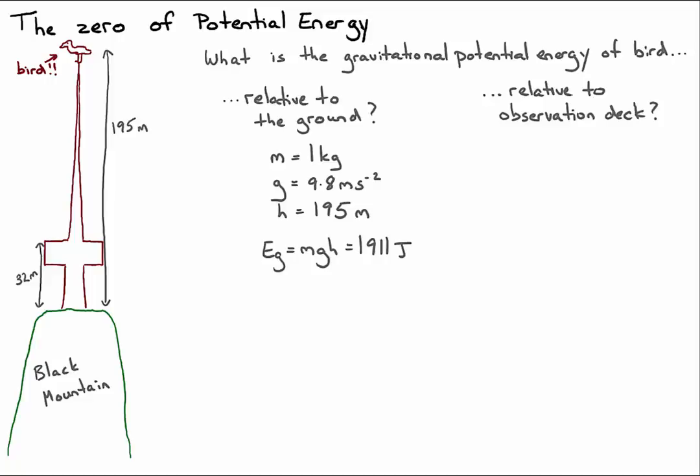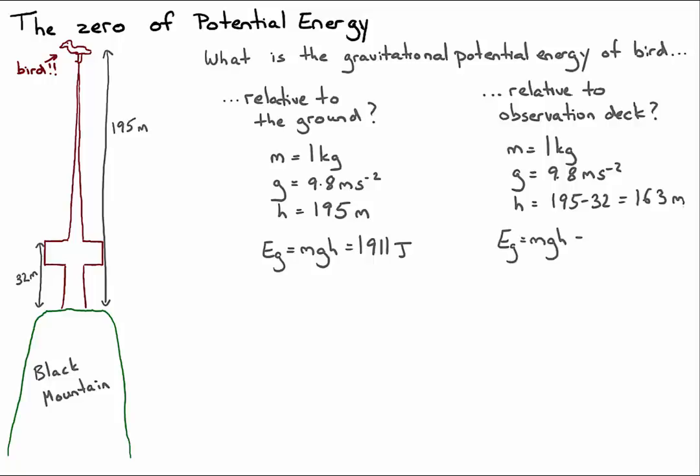So again, this is a quite straightforward calculation. We have the mass of the bird, which is the same, the gravitational acceleration, which is the same, and the height, which this time is not 195, but it's the distance between the bird and the observation deck. So it's 195 minus 32, which is 163 meters. And if we substitute that into our gravitational potential energy equation there, we get 1597 joules.